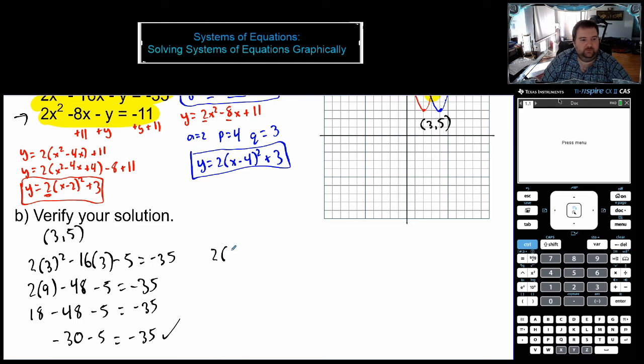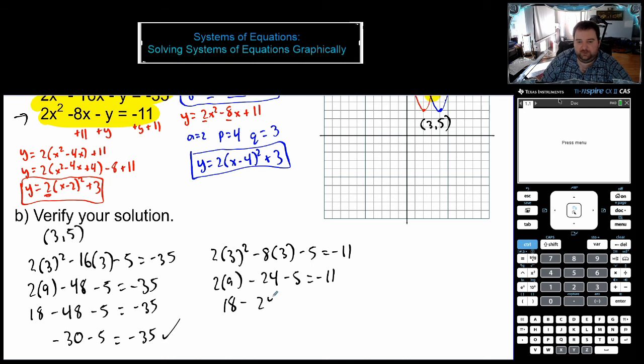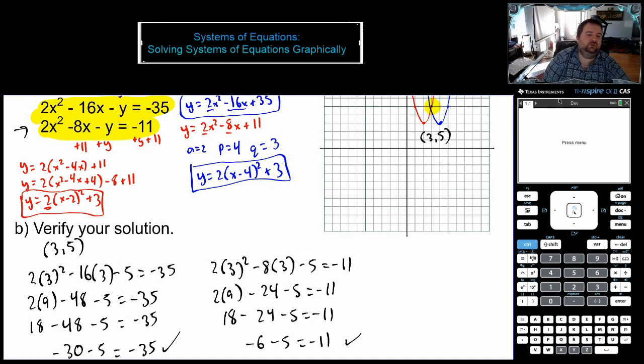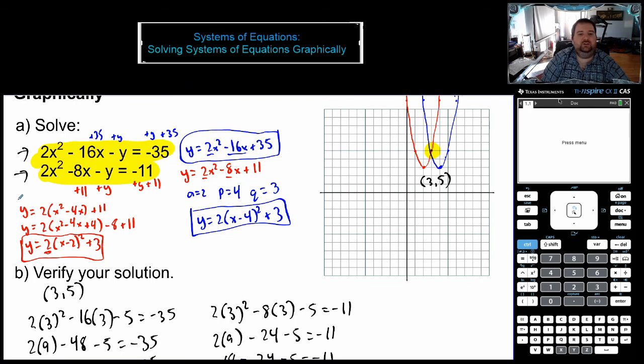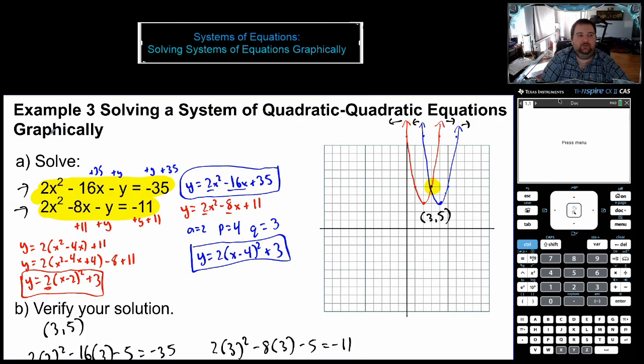Let's try our second function here. 2 times our x value 3 squared, minus 8 times 3, minus our y value of 5 equals negative 11. Let's see if this is true. This is 2 times 9 minus 24 minus 5 equals negative 11. 18 minus 24 minus 5 equals negative 11. 18 minus 24 is negative 6, minus 5 is negative 11. Is negative 11 negative 11? Yes. All right, so we verified our solution. They work for both equations, and that is it for this problem.